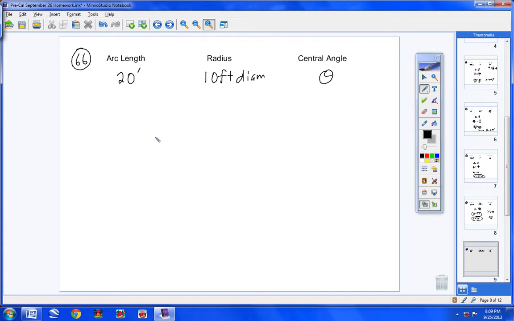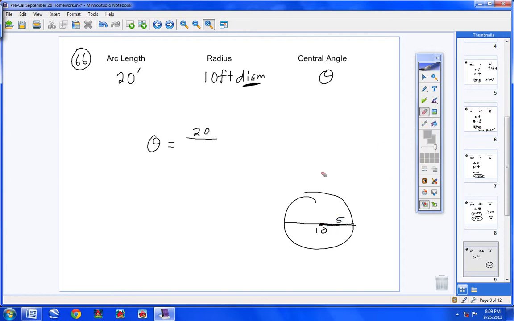All right. So we know theta equals S arc length, that's 20, over R radius, that's 10. Oh, it's not 10. They're trying to trick you. Did you fall for it? They don't give you the radius, they give you the diameter. Now here's a circle, and here's your diameter going all the way across. If the whole diameter all the way across is 10, then wouldn't the radius just be half of that? Wouldn't the radius be 5? Sure it would be. So any time that a diameter is 10, you know for sure that the radius would be 5. So I'm going to go ahead and put a 5 right here.